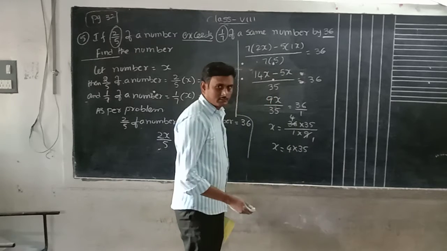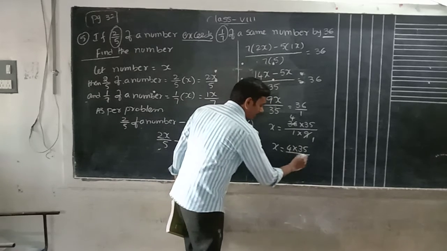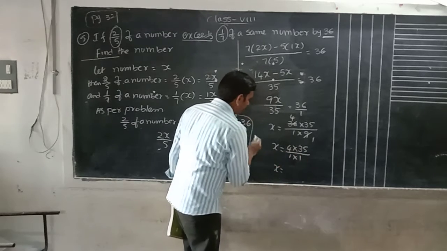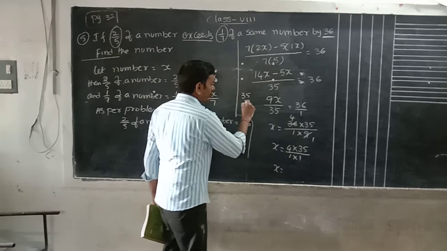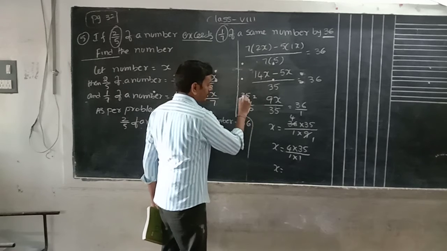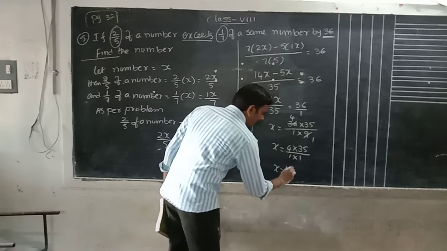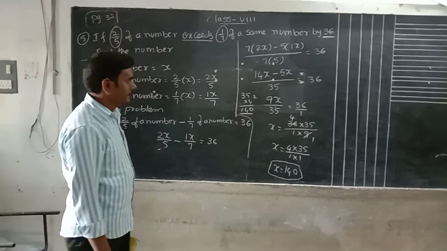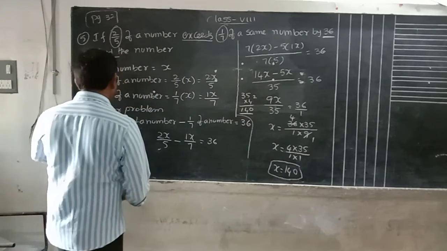Denominator, no need to write 1. Otherwise you can write 1 into 1. Multiplying 35 into 4: 4 fives are 20, 4 threes are 12, plus 2 is 14. 140 is the answer. 140. This is the one-word answer.